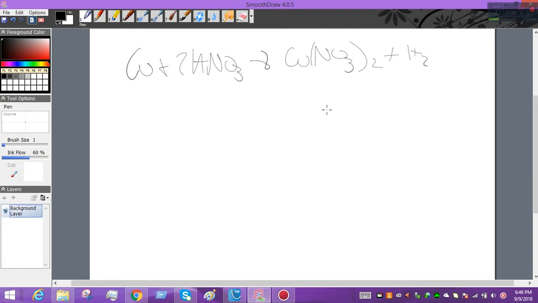If we look at our final products, first off, if we were going to write out this reaction, we have our reacted copper, and this particular reaction actually produces water.